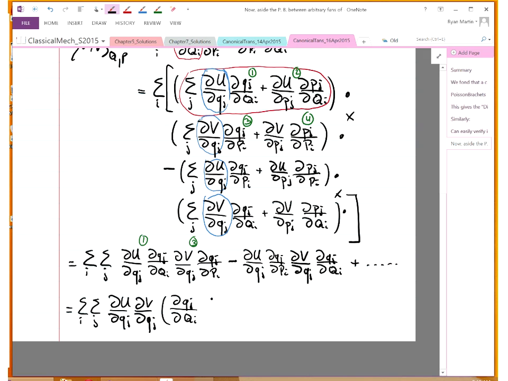So the first term that multiplies is ∂qj/∂Qi, ∂qj/∂Pi, minus, on the minus side, the first thing I have is ∂qj with ∂Pi, and then the last term I have ∂qj by ∂Qi, plus an infinity of other things.